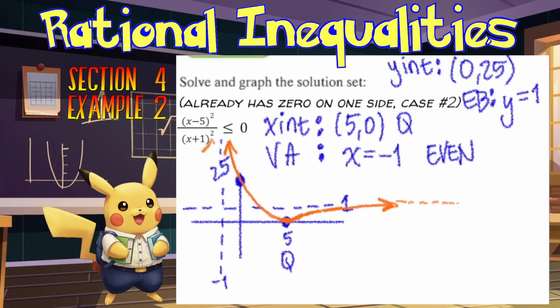And now, because my asymptote has even behavior, my branches on either side of my vertical asymptote will both point up. And there I go. That's going to be my graph right there.